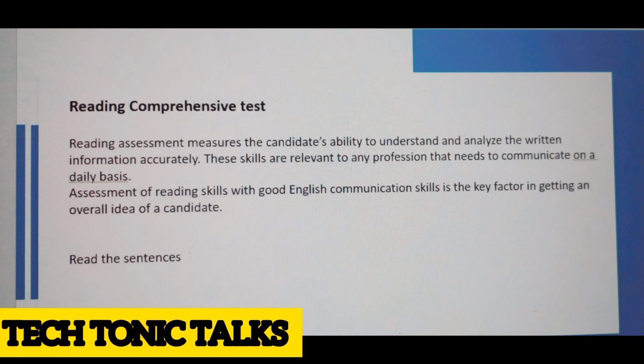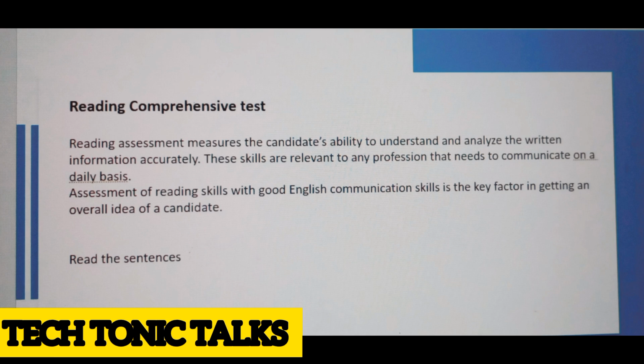Next round that we have is the reading comprehension test. See, reading assessment measures a candidate's ability to understand and analyze written information accurately, right? These skills are very relevant to any profession that needs to communicate on a daily basis, right? So by taking a reading comprehension test, the company is trying to get an overall idea of a candidate.